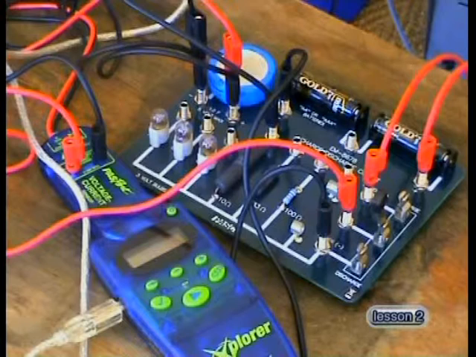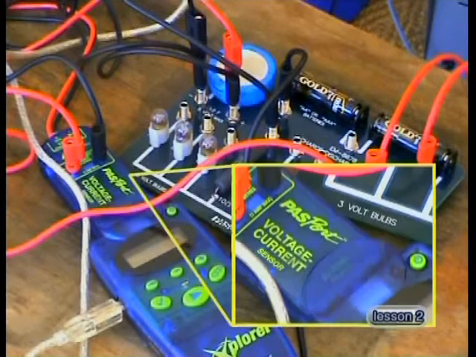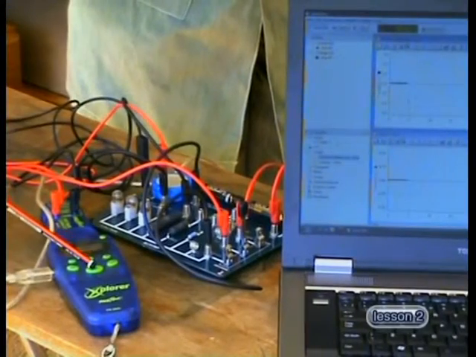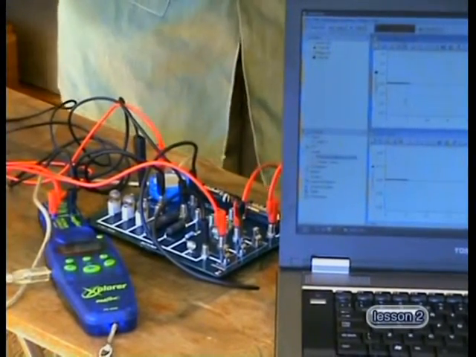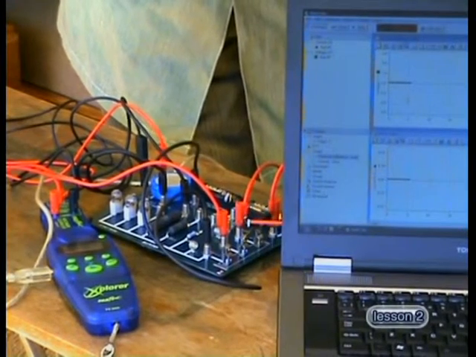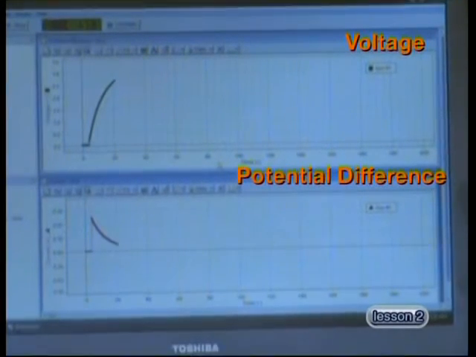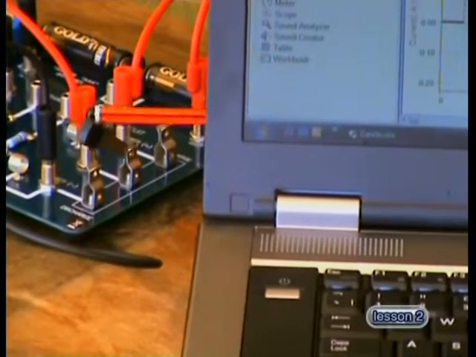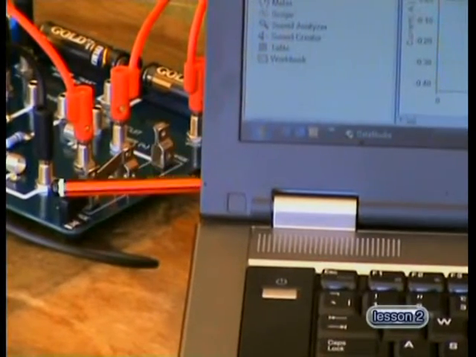For this investigation, we will use the Explorer data logger connected to a current and a voltage sensor to see how the potential difference across the capacitor and the current passing through the circuits changes with time when the capacitor is charging and discharging. The data collected will be displayed as graphs shown on the laptop. Watch what happens when the switch is closed. Now the switch is opened and then placed in the discharge position.